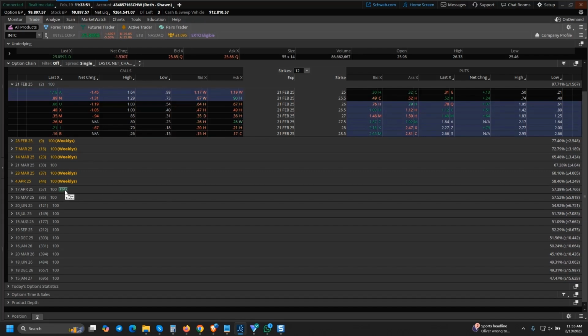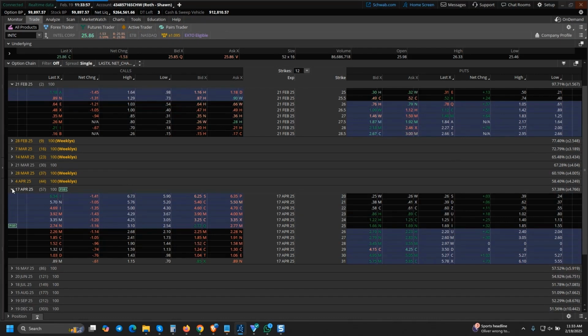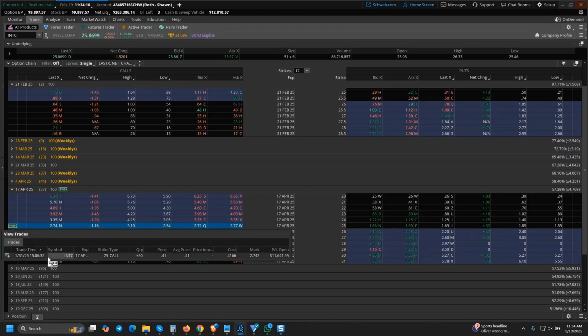Also, if you notice right here, it says POS. This stands for position. This is a position that I currently have in Intel. And when you have a position, you're going to be able to open this up and look at it and see where your position is. In this case, you can see this is at the April 17th expiration date at the $25 strike price. You can actually go over here and click on this, and it will show me the trades that I have that got me into that.